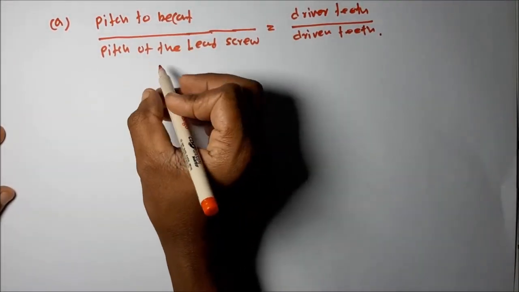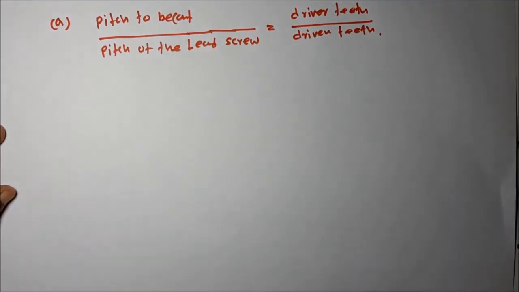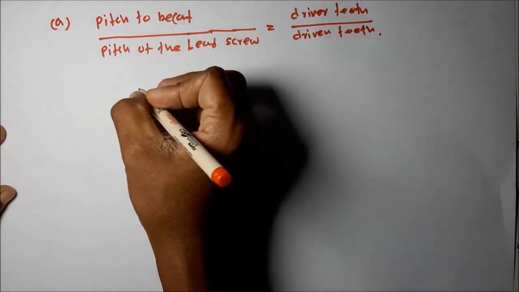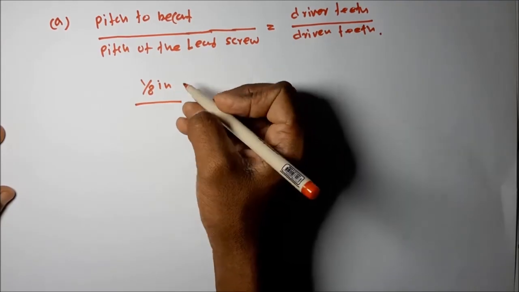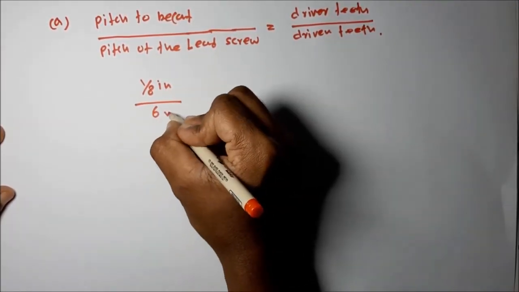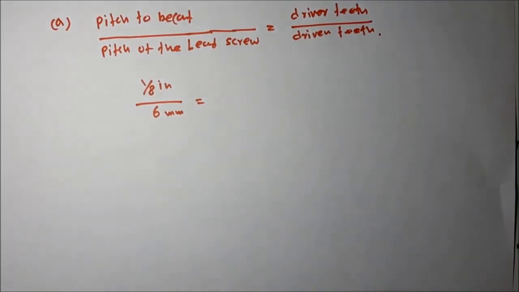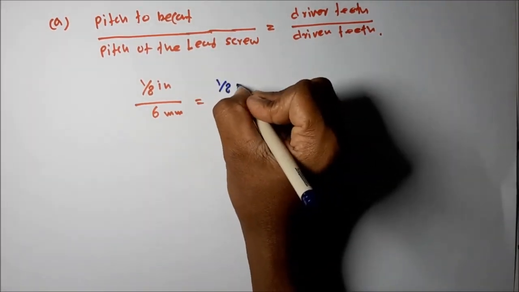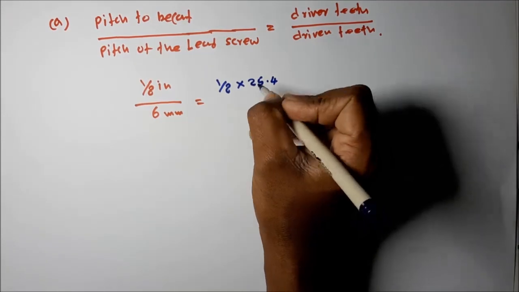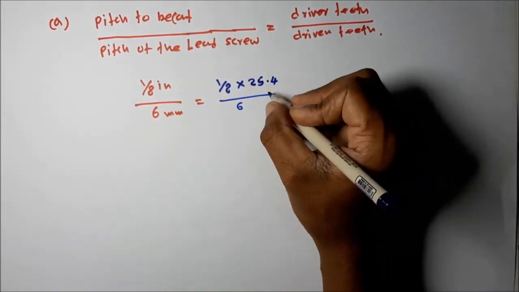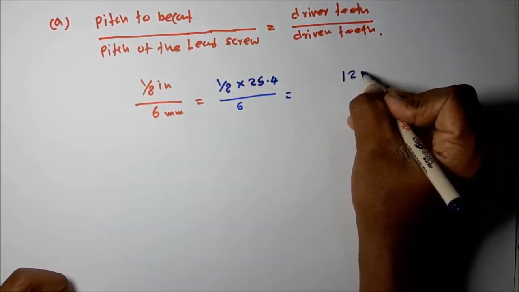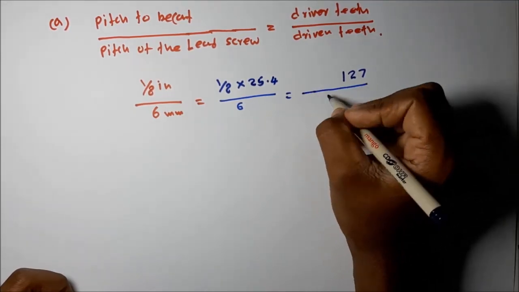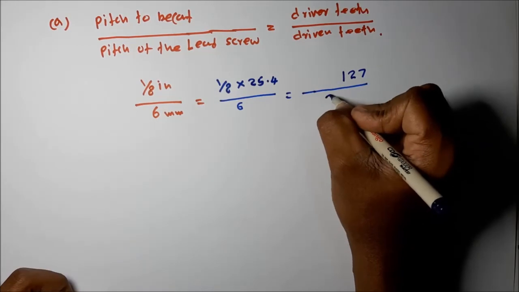What is the pitch to be cut? A. The pitch to be cut is 8 TPI. 8 TPI means 1 over 8 inches. The pitch of the lead screw is 6 mm. Then we have to convert this ratio to one unit. So 1 over 8 we have to multiply by 25.4, and 6; on both sides we multiply by 5, then we are getting 127 here, and here 5 into 6, 30.